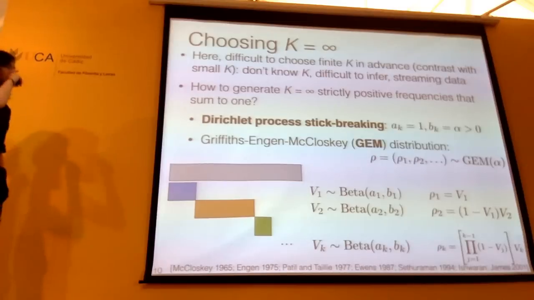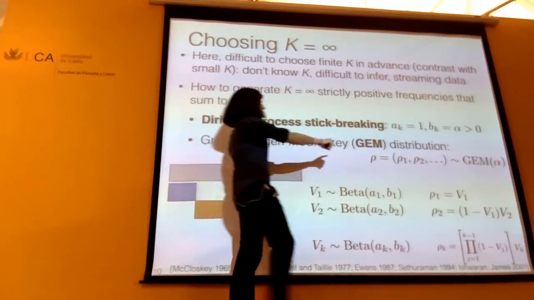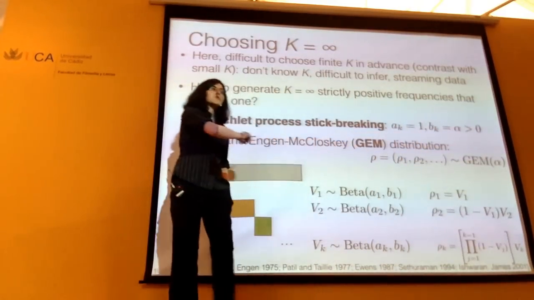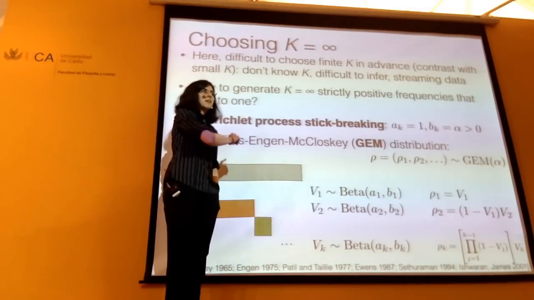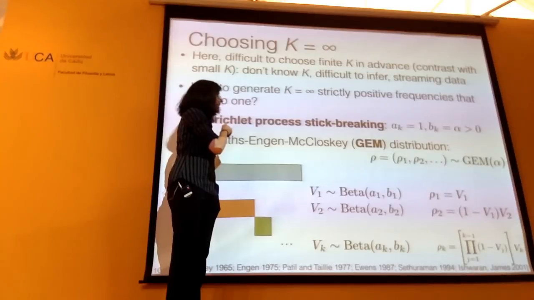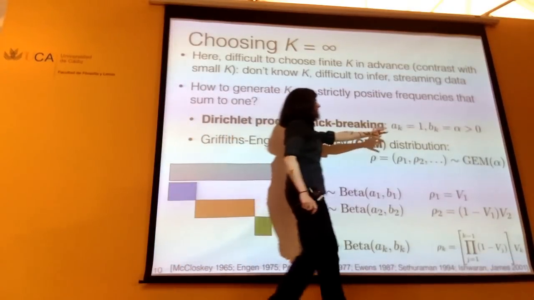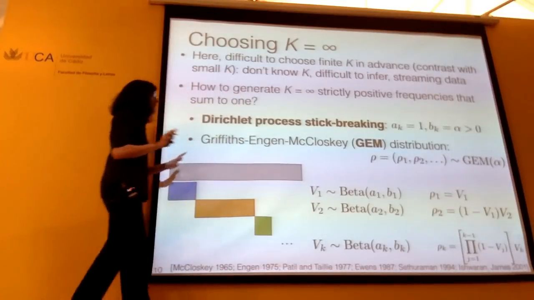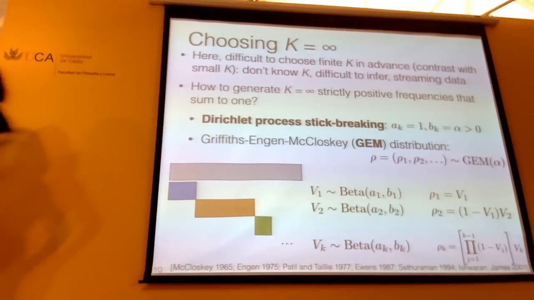Now I want to say, we've made this choice of the A's being 1 and the B's being alpha. This is not the only choice that you would necessarily make in practice, and hopefully we'll talk a little bit more about that probably towards the very end. But certainly this choice is the canonical choice. It's the choice that will lead us to the Dirichlet process, which we haven't quite defined at this point.